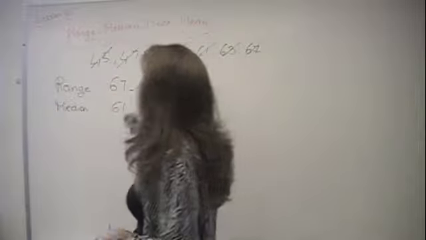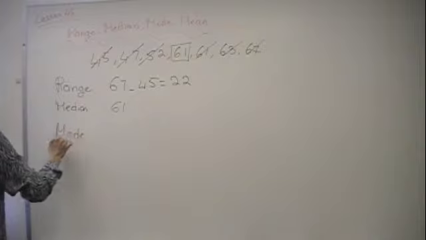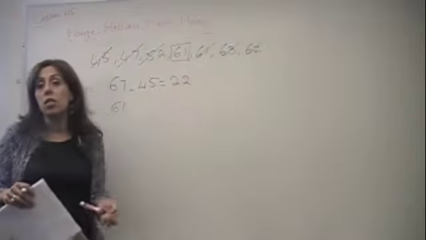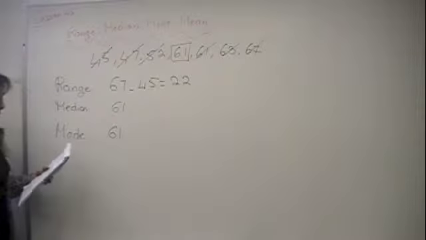The mode is the number that gets repeated the most. Mode. 61 is the number that gets repeated the most. So we're going to put 61 right here.